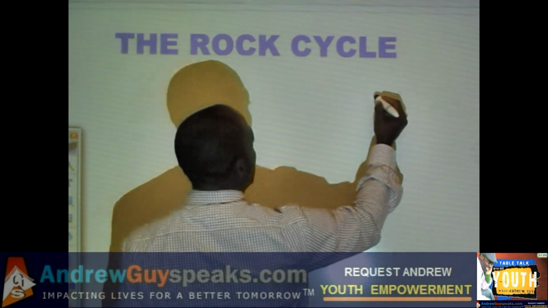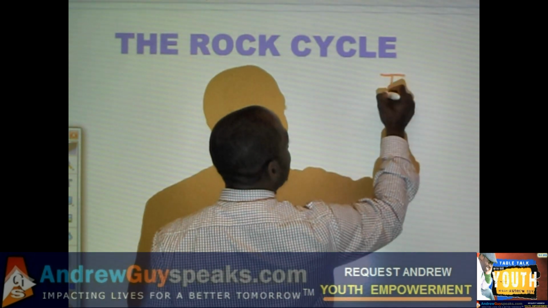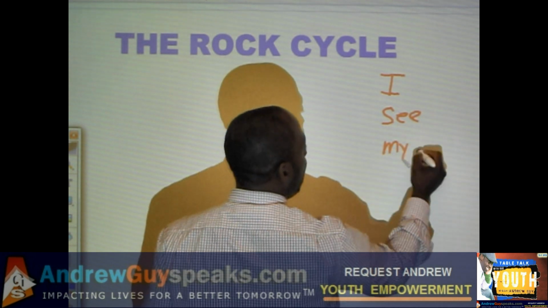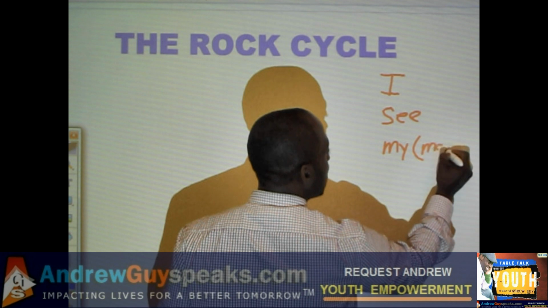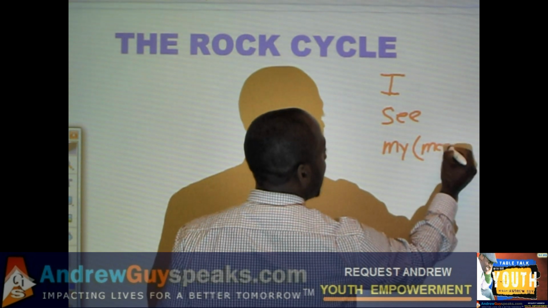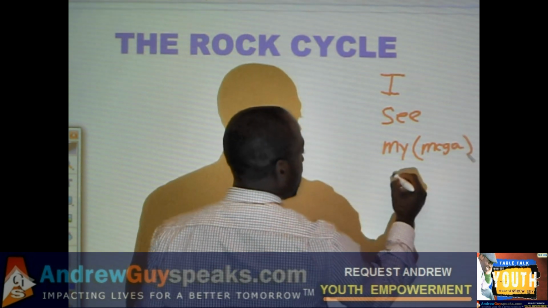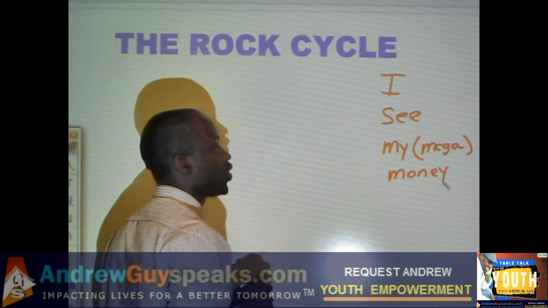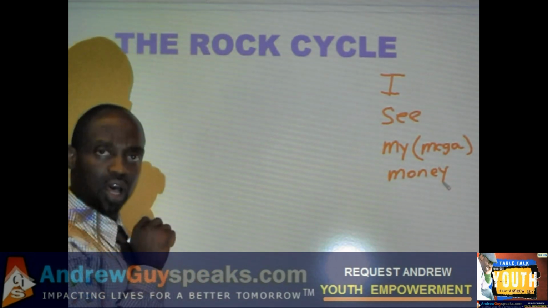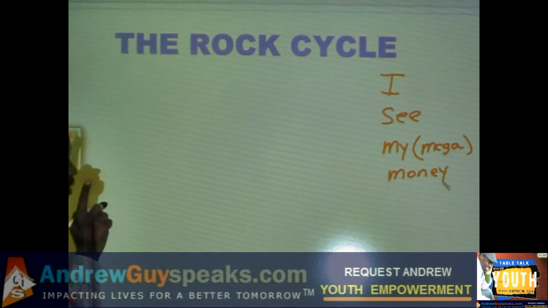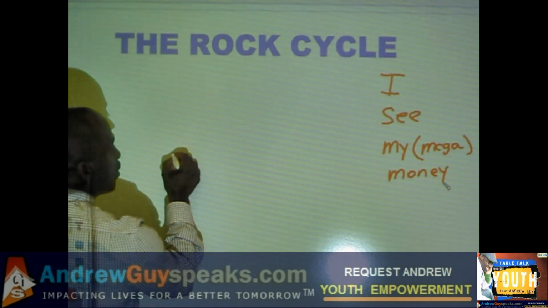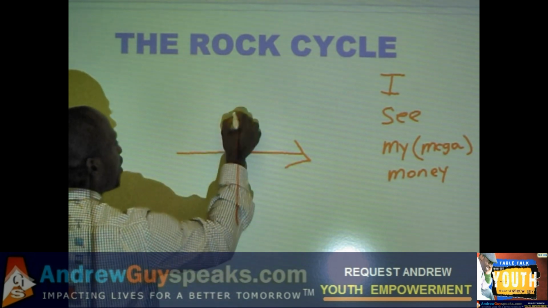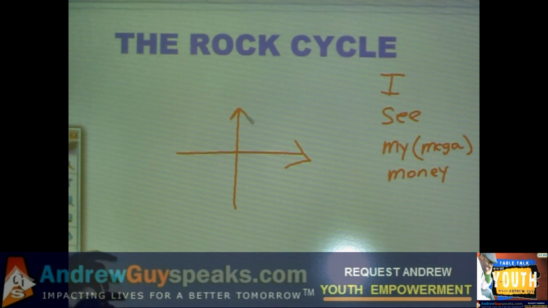Got to do that. So our mnemonic is going to be called I see my, or we can say mega money. Everybody likes money, okay? So that's what our mnemonic is for this purpose here. So now, what does that mean? Let's go ahead and lay out what our diagram is going to look like. So that's my diagram right there, okay? And I'm going to go ahead and label that.